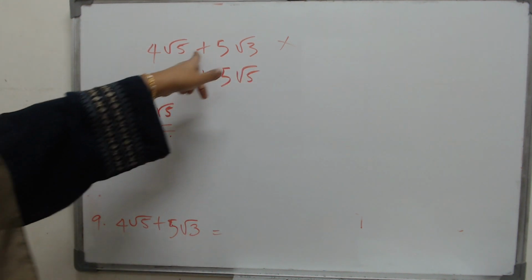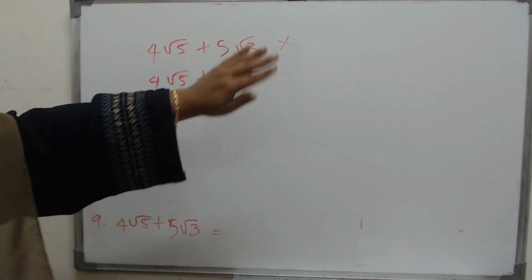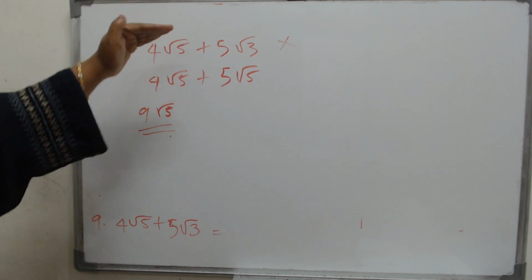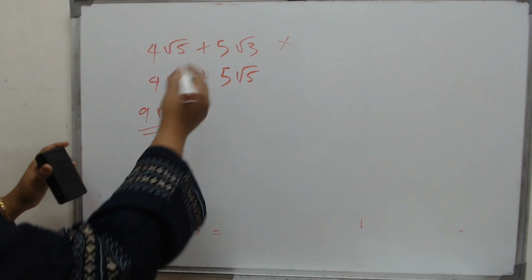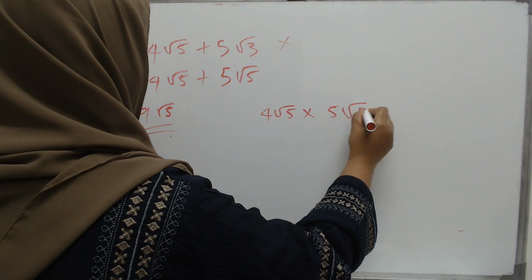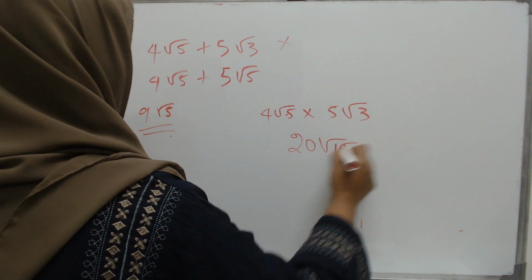So please remember, you cannot do anything to this. Square root of 5, square root of 3, you can do nothing while adding or subtracting. But remember, if you are multiplying, then what will you get? You can very neatly put both of them together and write square root of 15.